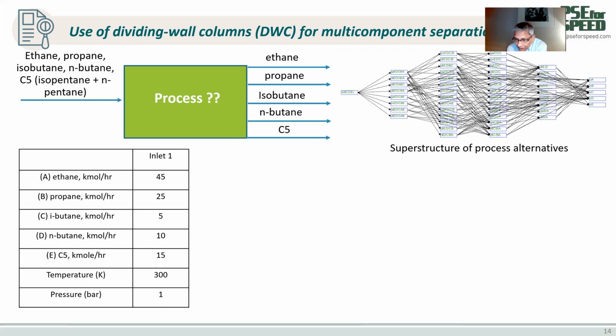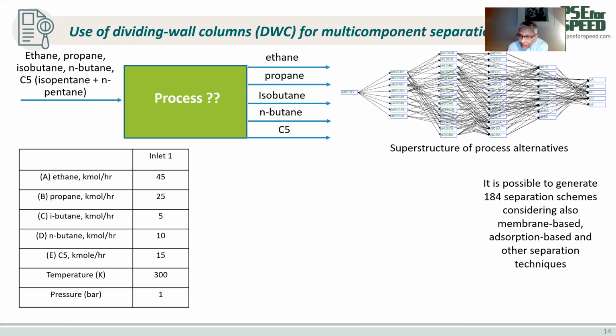And this is a superstructure which is shown on the right. It does not include just distillation columns, but also other separation techniques. And if we try to enumerate feasible separation paths for this, we will get about 184 separation schemes.